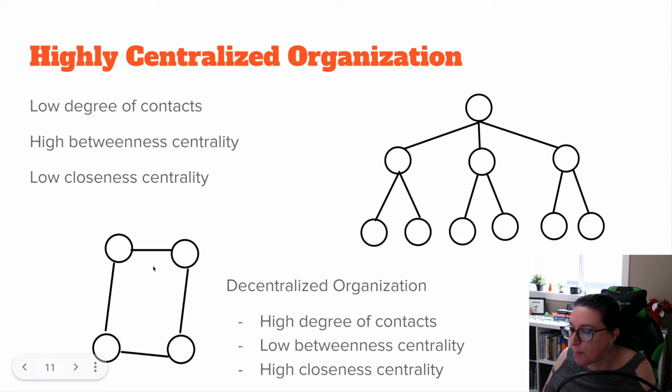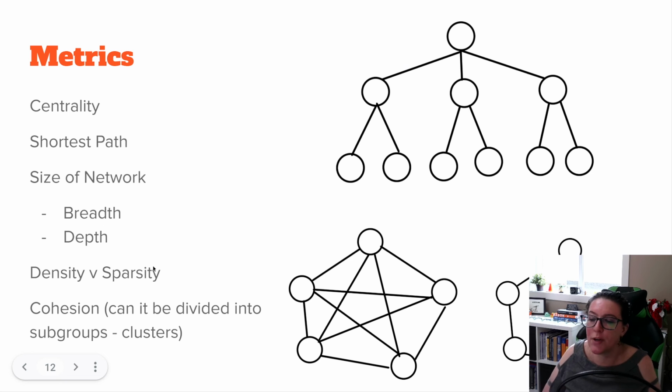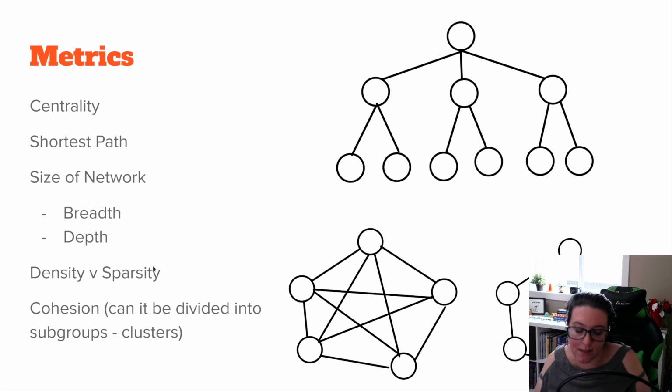Before we leave this topic though, those aren't the only metrics that you can use for analyzing your network model. In addition to centrality, we could simply look at the length of the path to talk to someone. We could look at the size of the network, so how broad is it in terms of breadth, and how much depth is there in terms of that hierarchy. And we can also look at density versus sparsity.